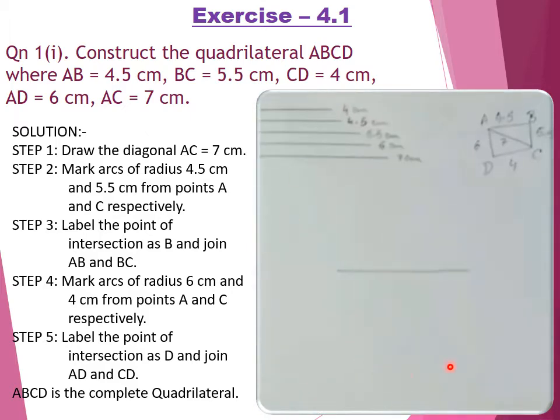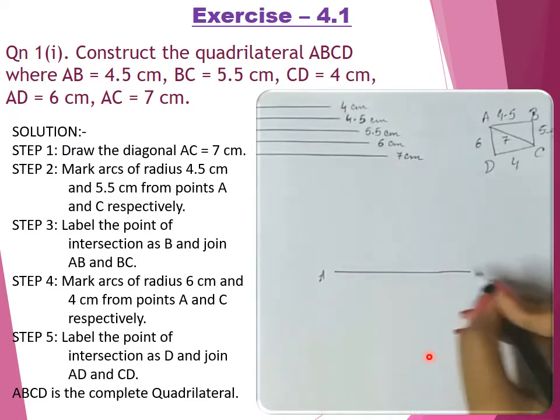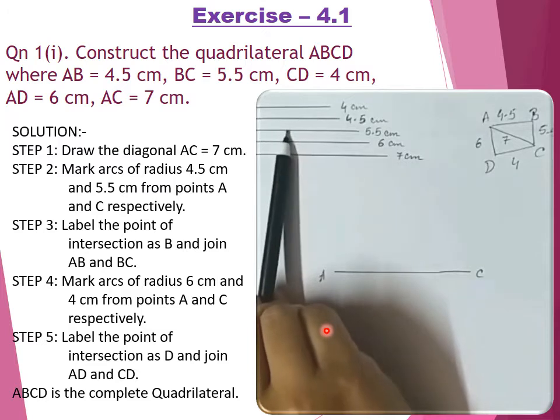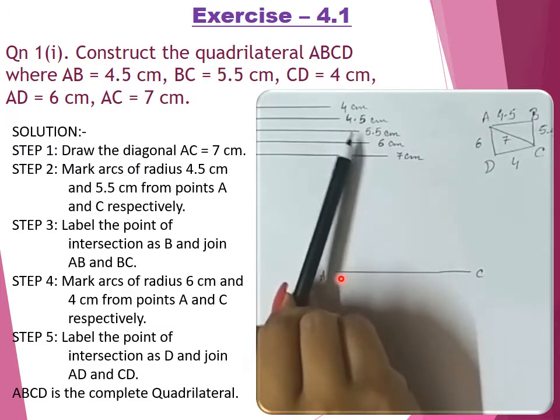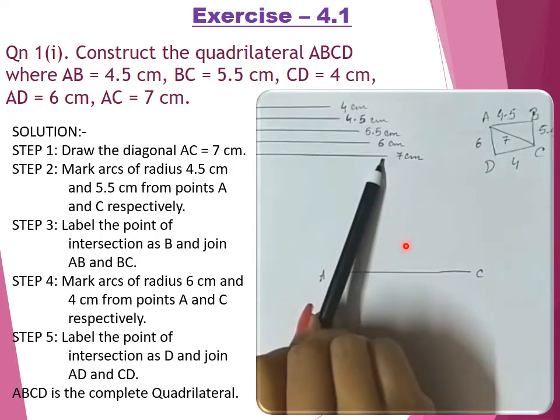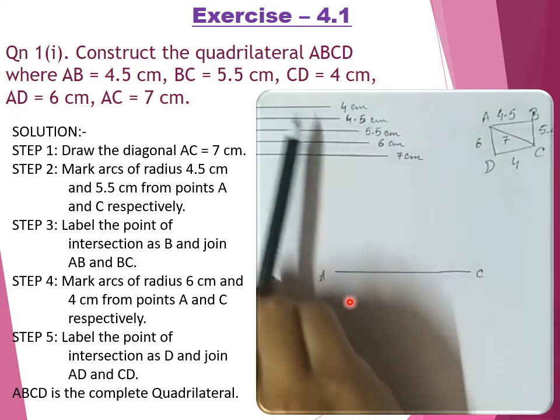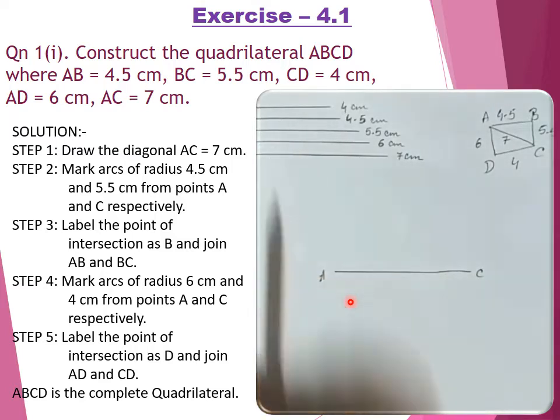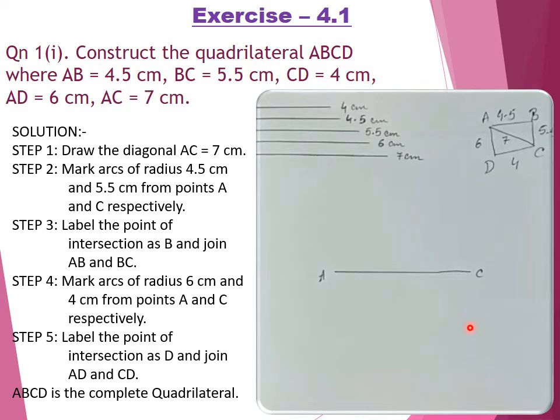So we have drawn a length of 7 cm, that is AC. Now further, we will only use compass to construct the quadrilateral. Because of that, we have drawn all the lines of lengths 4 cm, 4.5 cm, 5.5 cm, 6 cm and 7 cm. That is, the lengths of all the sides of the quadrilateral are drawn already over here, so that whenever we use the compass, we can take the arc length as these.